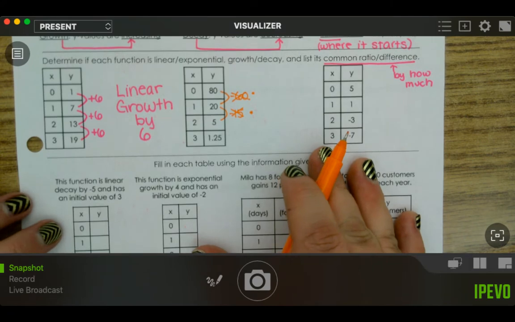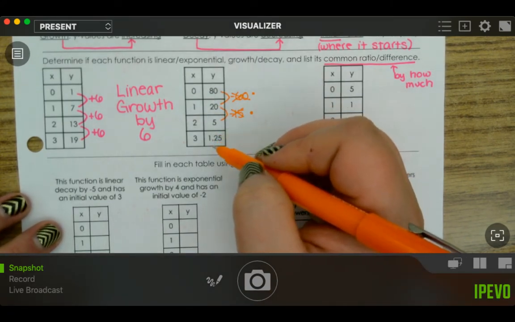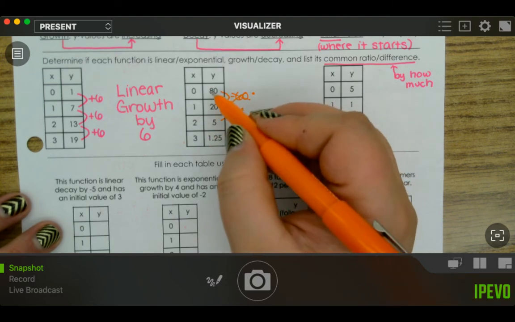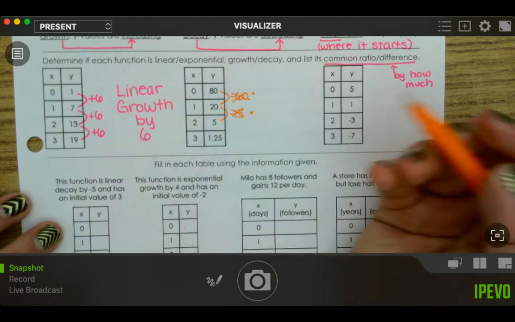Now you might be like, but Mrs. McFadden, this one's dividing because they're getting smaller. And you're right, it is dividing. You could ask yourself, what do you divide 80 by to get 20? That would be 4.